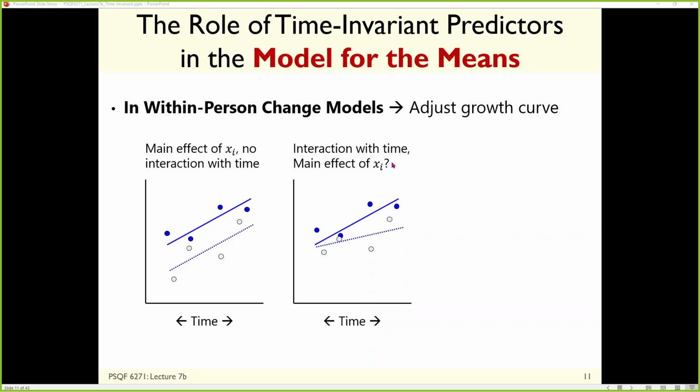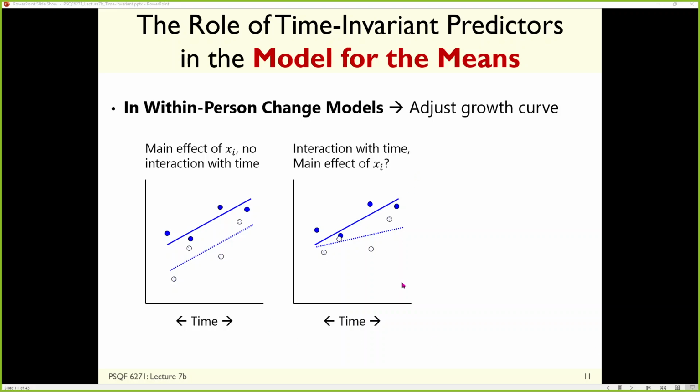At 0 of what? At 0 of time, yeah, because if I have X times time, the time slope is conditional on X of 0, and the X slope is conditional on time 0. So in order to know what to expect with respect to a main effect of X, I've got to know where time 0 is. If I put time 0 at the beginning here, then there may not be a main effect of X. But if time 0 is at the end, there may be. That's up to you.